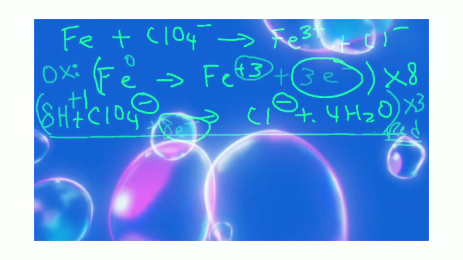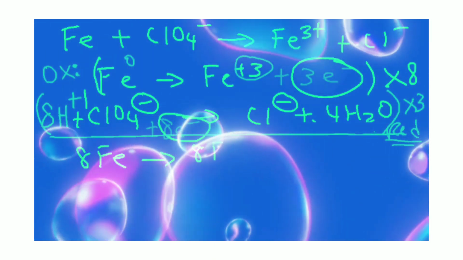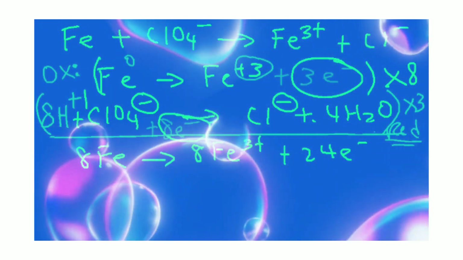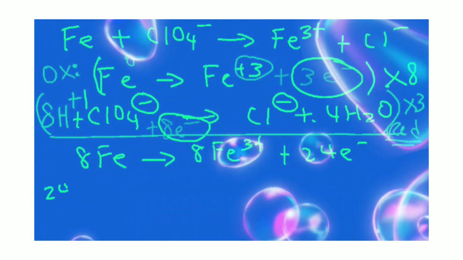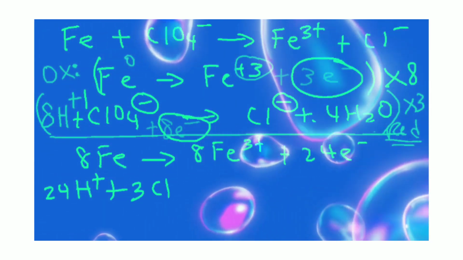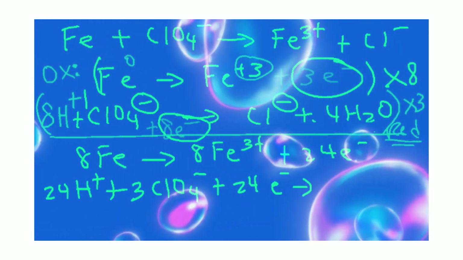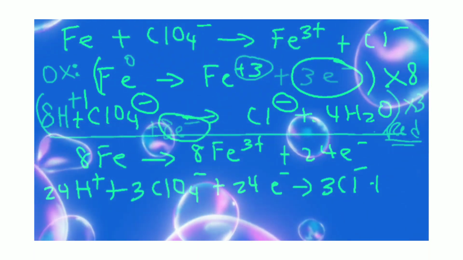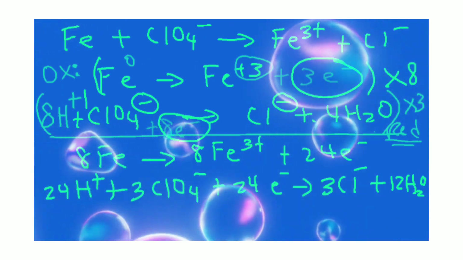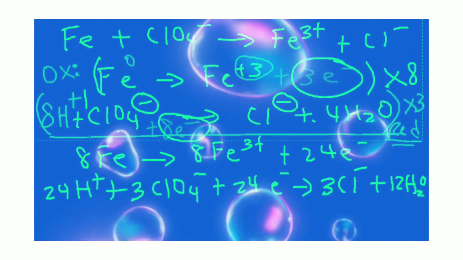So then what we're going to have now is 8 Fe and 8 Fe3+ plus 24 electrons. And here we're going to have 24 H+ plus 3 perchlorate ions plus 24 electrons, which is going to give us 3 chloride ions and 12 water molecules. So now we're going to add the 2 half reactions together. But let's make some space first.